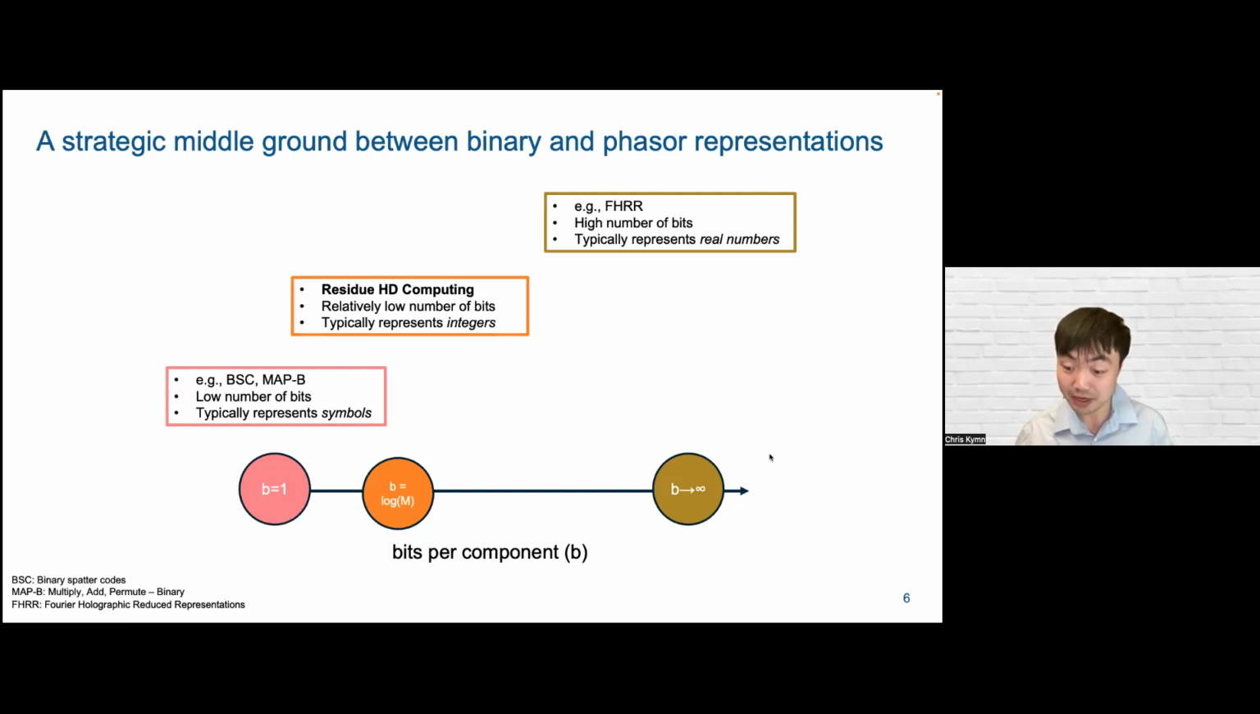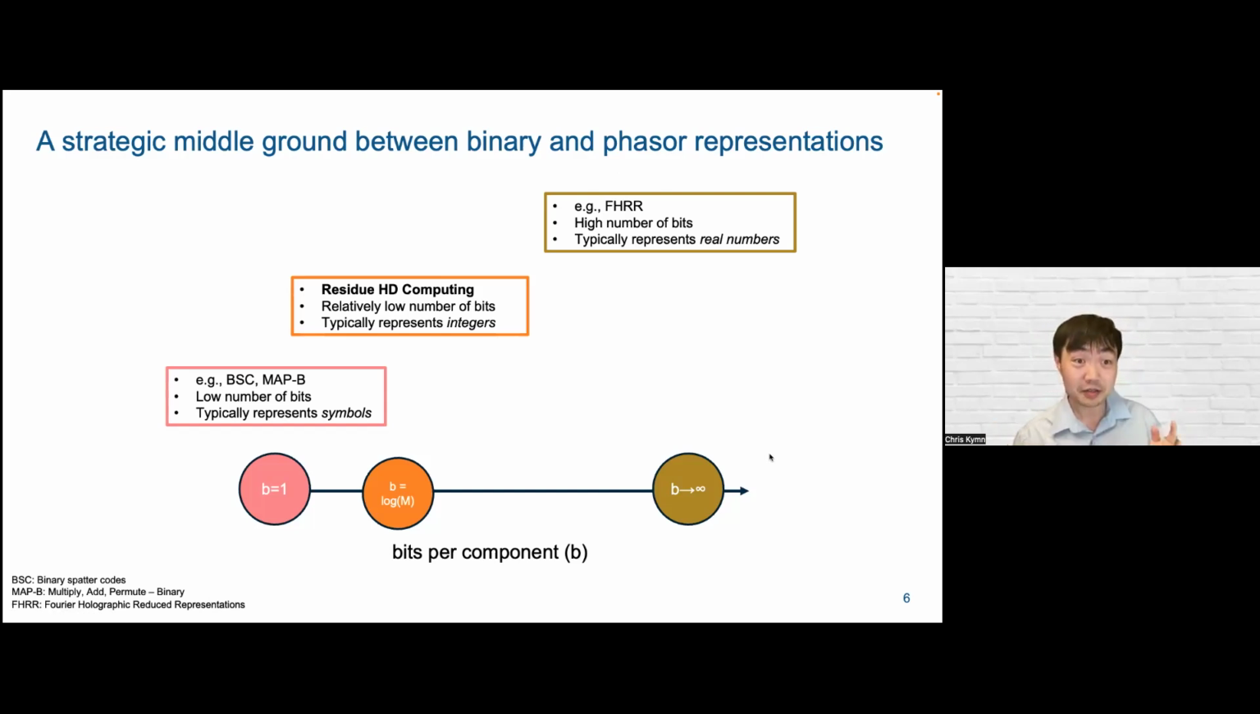versus these more continuous valued representations where every element is a phasor. So it could be a complex number with unit amplitude. But the phase can be arbitrary, and in general, it could be a continuous value. So there's an infinite number of choices. In practice, though, it often ends up being implemented with floating points. So it's a higher number of bits, but it typically represents real numbers or functions on real numbers, such as probability distributions or other kinds of kernel-based computations.